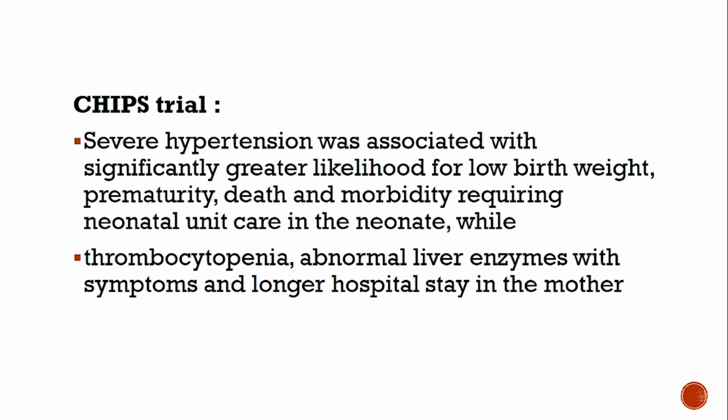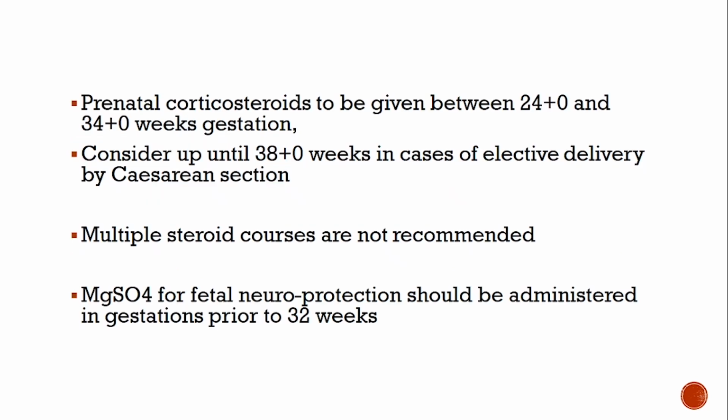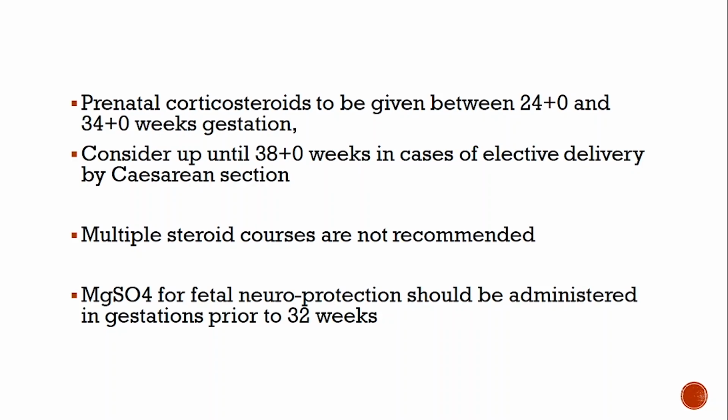And other trials have also shown that severe hypertension was associated with significant greater likelihood for low birth weight, prematurity, death, and morbidity requiring neonatal unit care in neonates, while thrombocytopenia, abnormal liver enzymes with symptoms and longer hospital stay occur in the mother. The recommendation also talked about the prenatal corticosteroid to be given between 24 weeks up to 34 weeks, and to also consider these corticosteroids up to 38 weeks in cases of elective delivery by cesarean section.